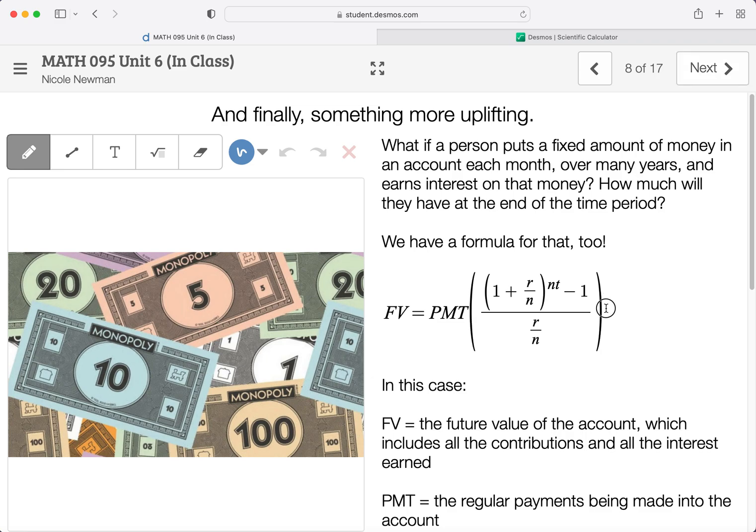So we get one last formula. There's FV for future value. Payment is exactly what you would think it would be. And the R's and the N's and the T's all behave exactly the same way that they have been. We just have to get everything in the right spots.